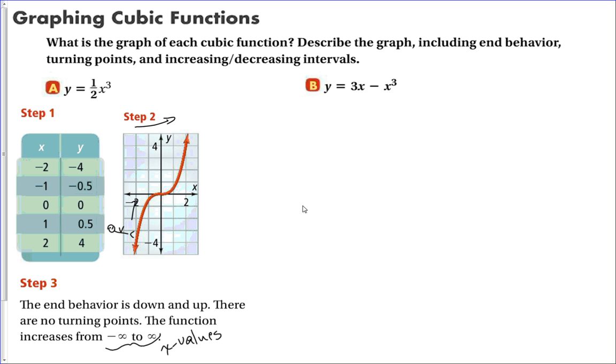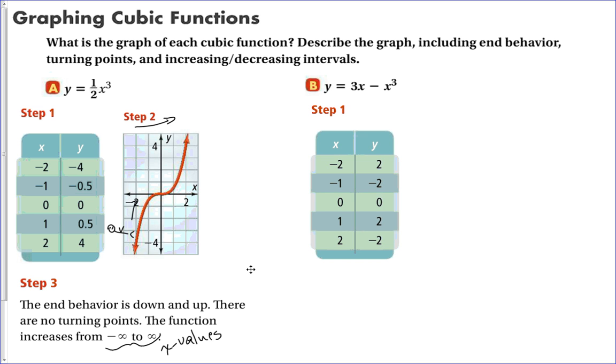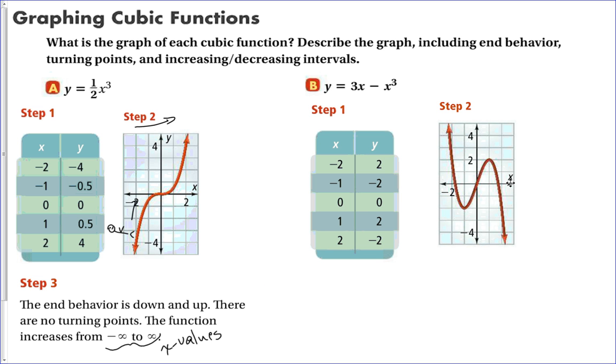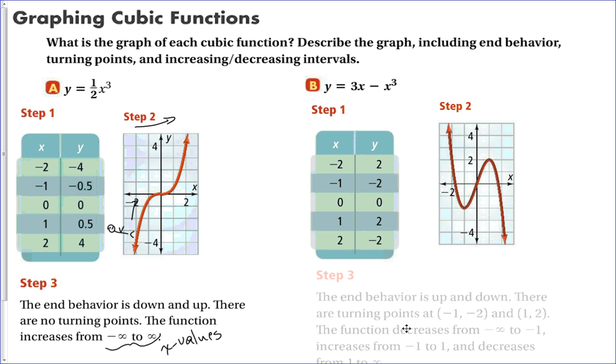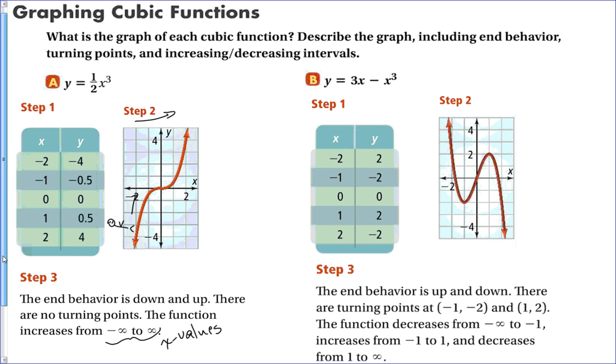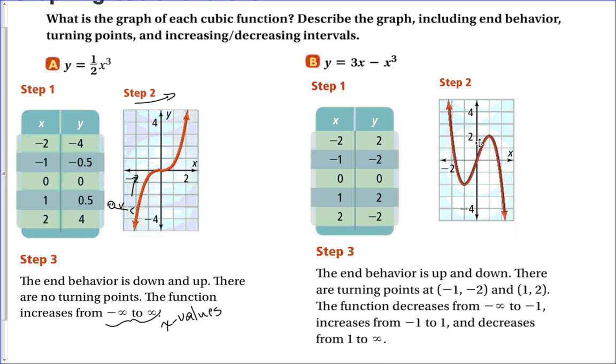Okay? All right, so for the second one here, again, here's your table of values. Here's your graph. You can see we have two turning points, and they are clearly at -1, -2, and 1, 2. So therefore, we have two turning points. Our end behavior is up, down, of course, with your two turning points.